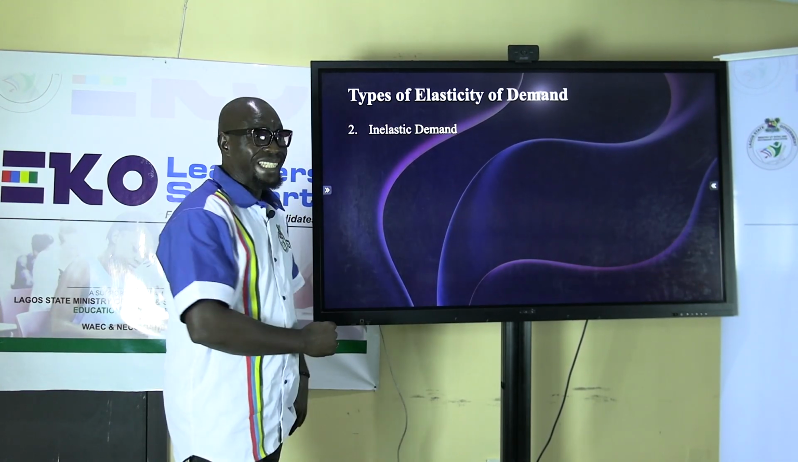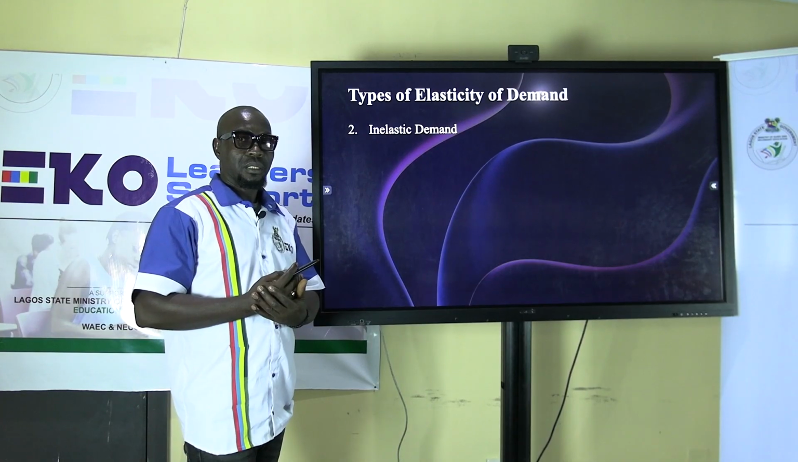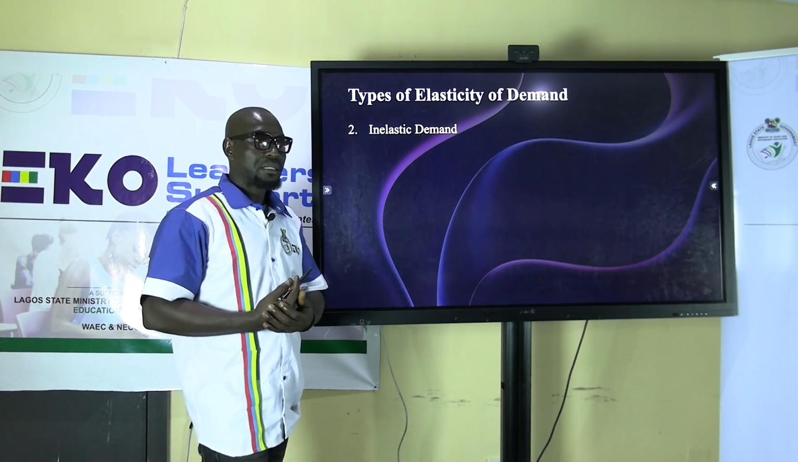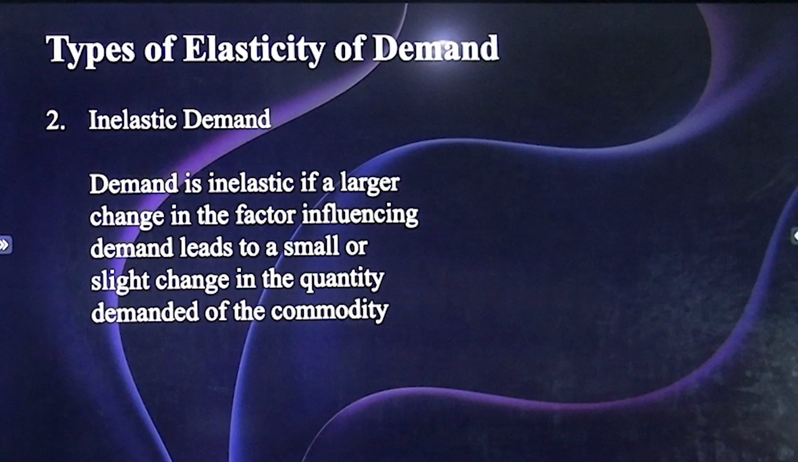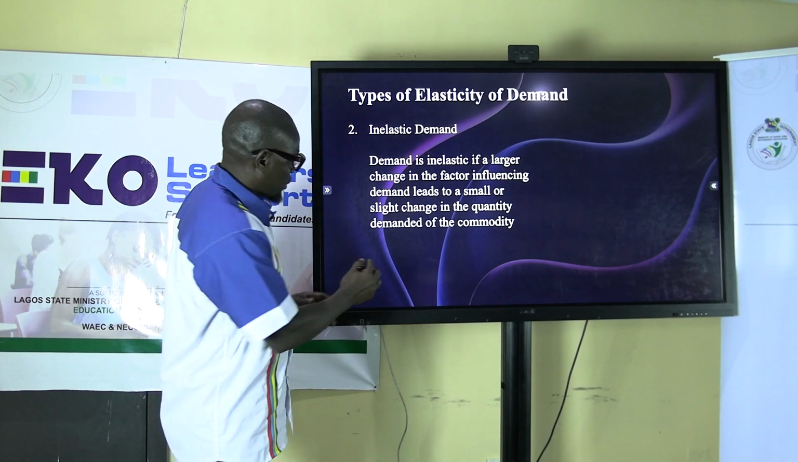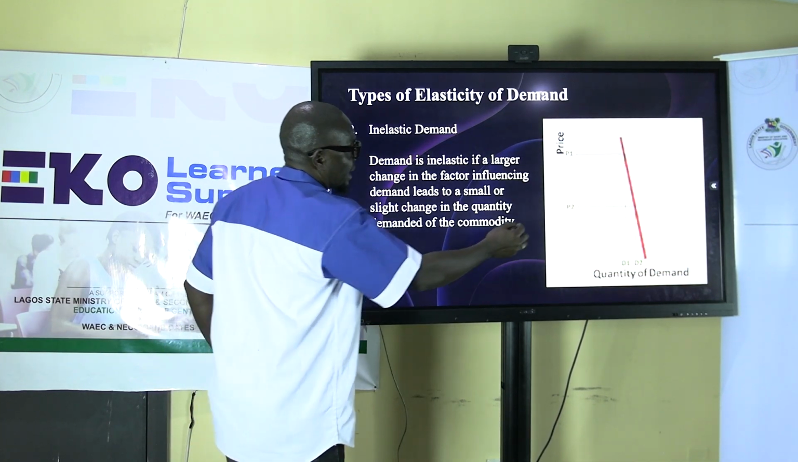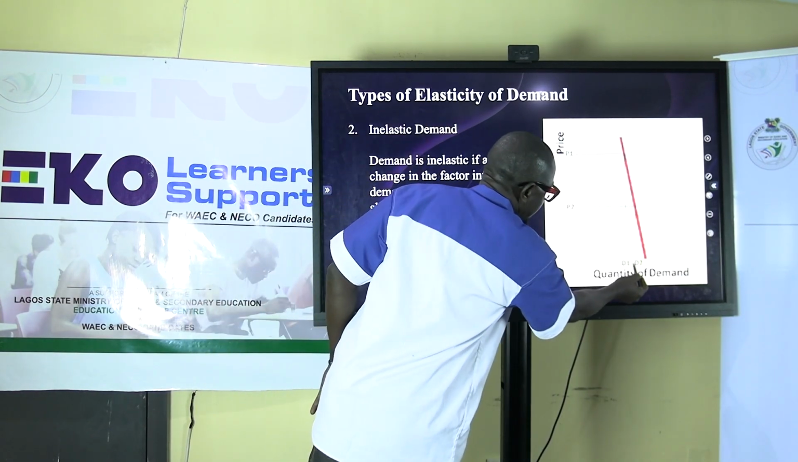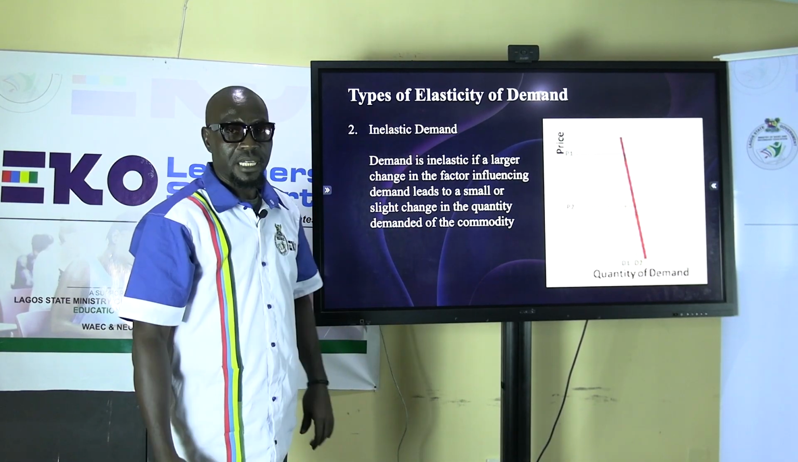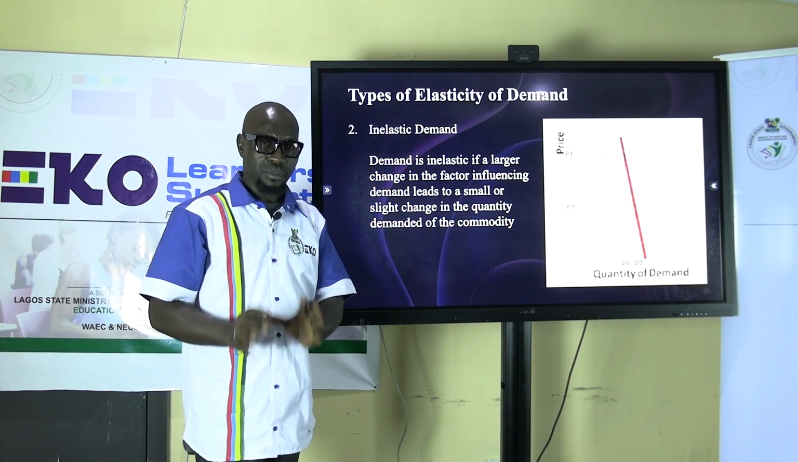Then we look at inelastic, the opposite. Inelastic demand is where a larger change in the factor influencing the demand, price for example, leads to a smaller change in the quantity demanded of the product. So if we have a case where a 40% change in price leads to the reverse, a 10% change in quantity demanded, then we say we have inelastic demand.